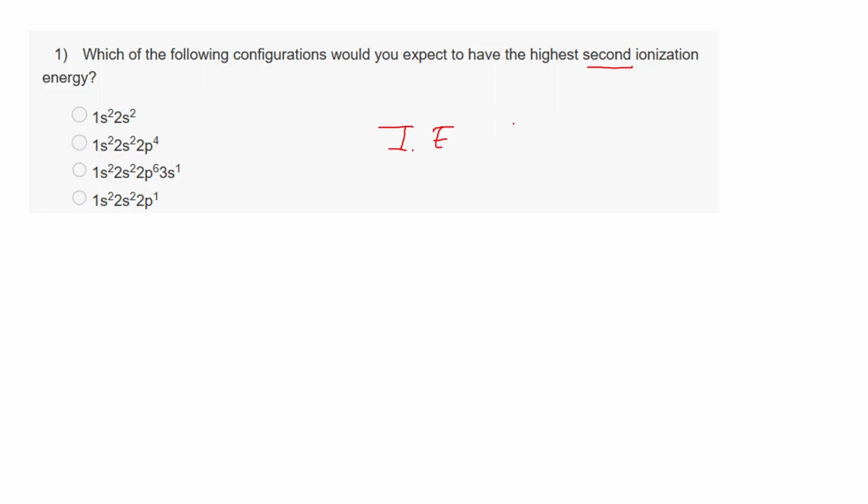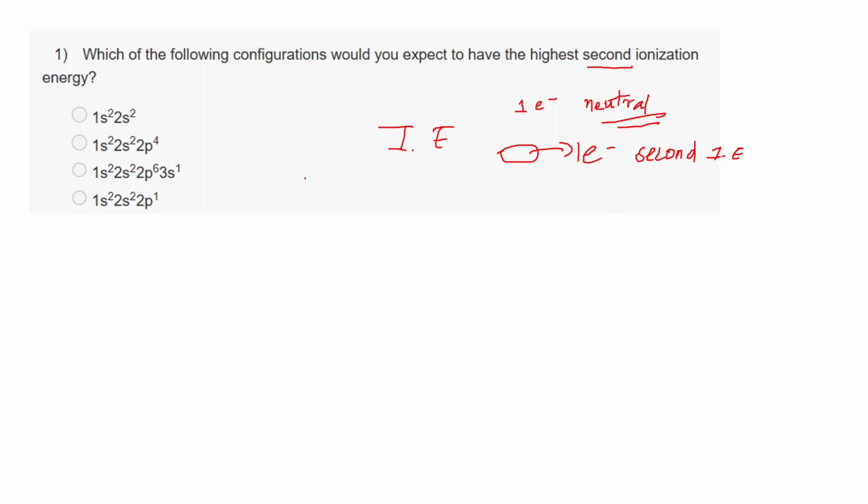Ionization energy is essentially the energy required to remove one electron from the neutral atom, like the first ionization energy. For the second ionization energy, it means that after removing one electron, you have one configuration, and from that again one electron is removed. That will be the second ionization energy. First, these all are neutral configurations, and they have asked us to take the second ionization energy.